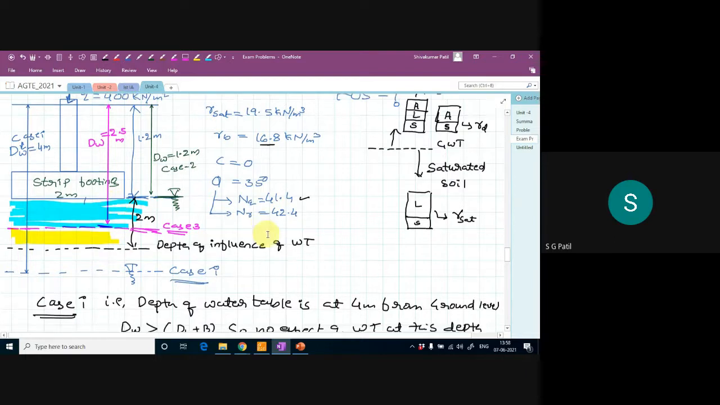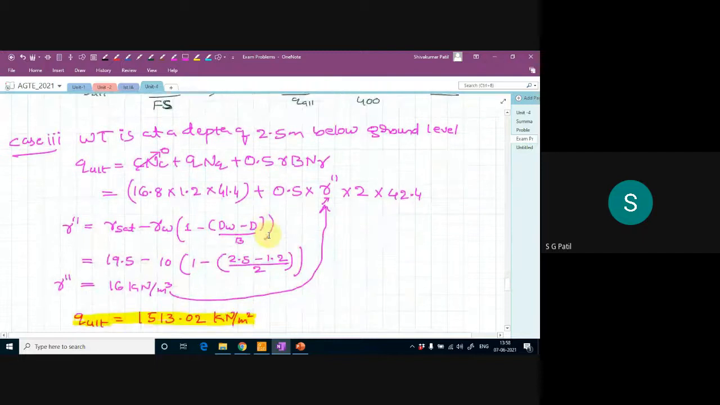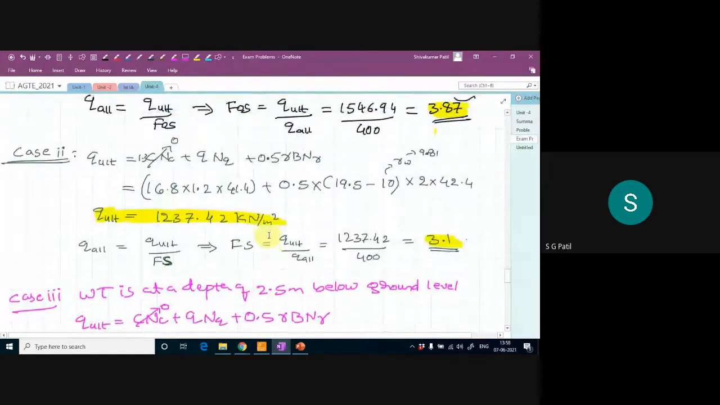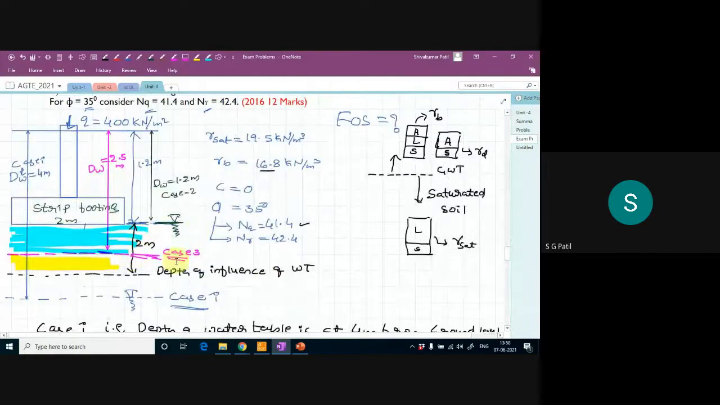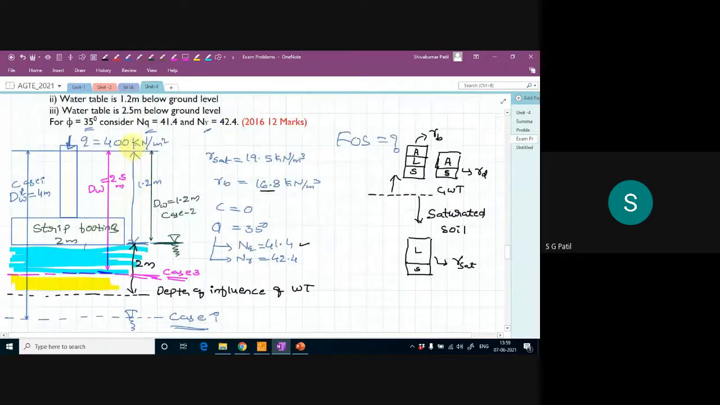Any doubt here? If you followed this problem, then you can solve any problem on this chapter. This case includes all the possible positions of your water table, except one more case that should be there: if the water table is exactly at the ground level. That is like a worst case. You can take it as homework. You put your water table exactly at the ground level.